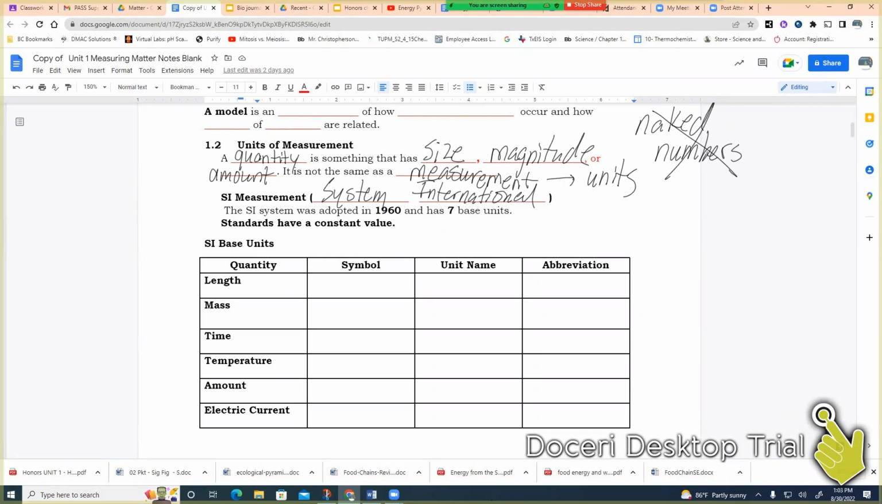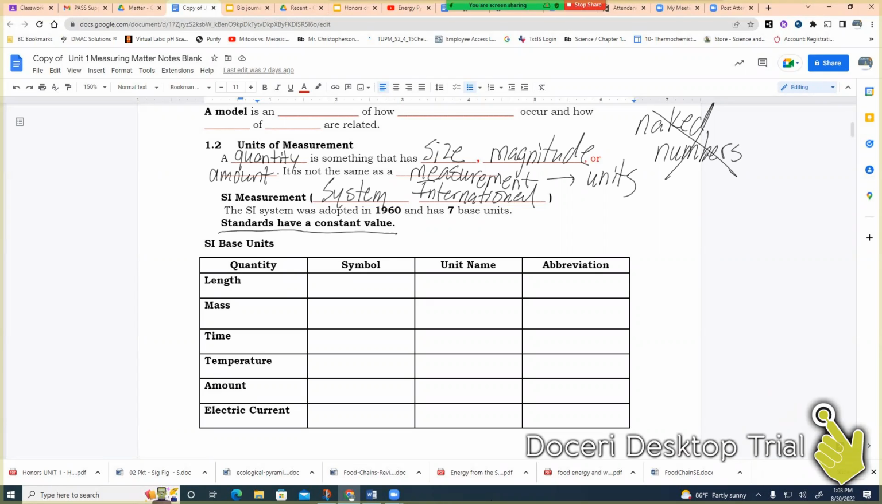Within the metric system, there are standards, and they have a constant value. So standards are what the units are arranged around. So for instance, if I measure something and I say it's 3 inches, that number only means something because I know what an inch is. That's the standard. And then when we measure things in inches, it's always measured around that amount. So that would be considered a standard.